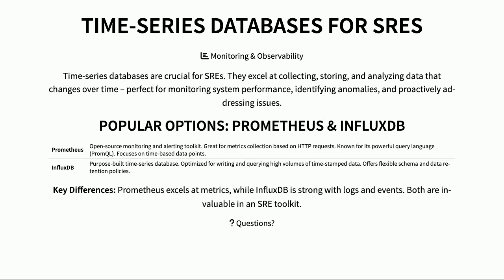Prometheus is fantastic for collecting metrics, especially those coming from HTTP requests. It's built around a powerful query language called PromQL. InfluxDB, on the other hand, is specifically designed for storing large volumes of timestamp data like logs and events. They both have their strengths, and SREs often use them together to get a really complete picture of what's happening in their systems.